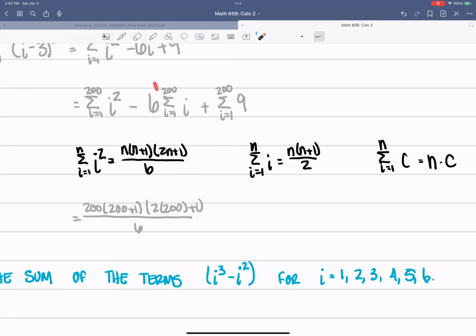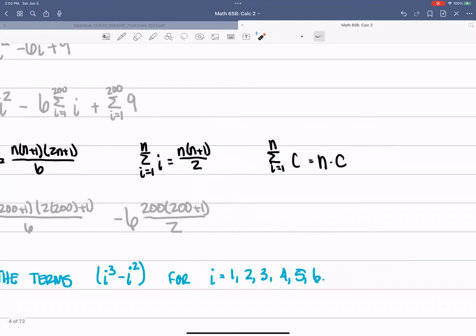For this next part, we're still multiplying that minus 6. But this part here matches what we have right here. So here we have i goes from 1 to n, i goes from 1 to 200. So everywhere we see an n over here, we're going to plug in 200 as well. So 200 times (200 plus 1) all over 2.